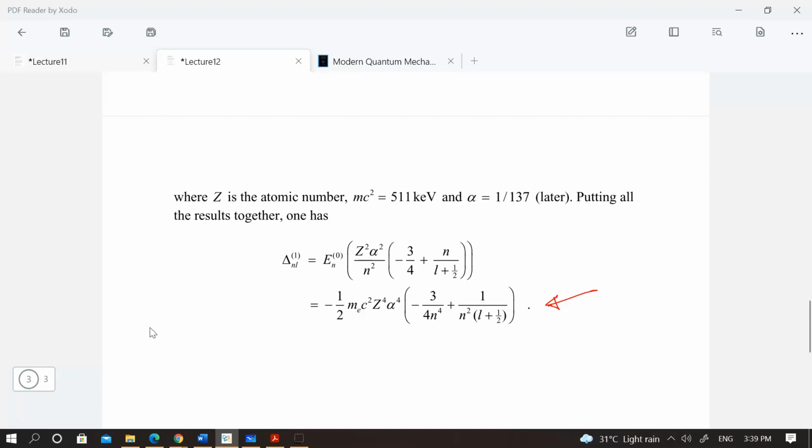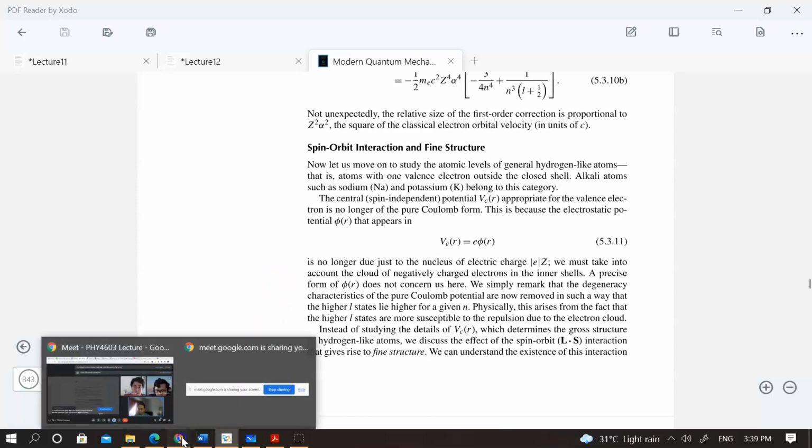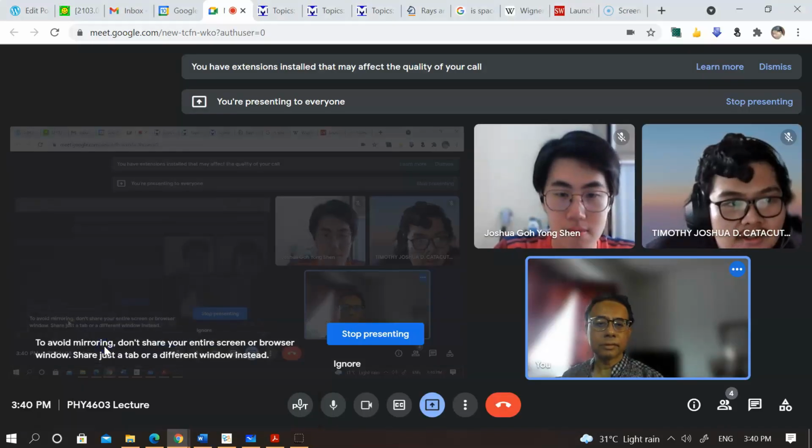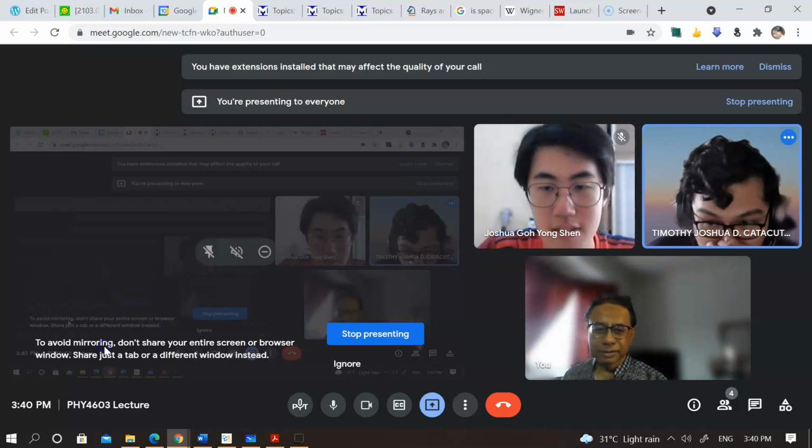So that is where my notes are done. The next thing that we should be doing is to talk about spin orbit interaction, and that is where the fine structure constant really comes into play. So I think I will stop there for today. Is that okay? Because I've not finished my notes.